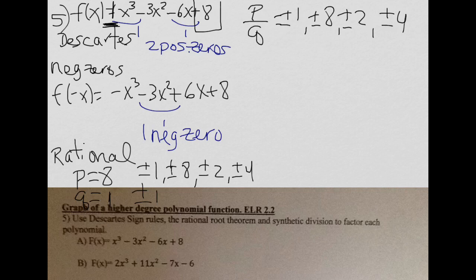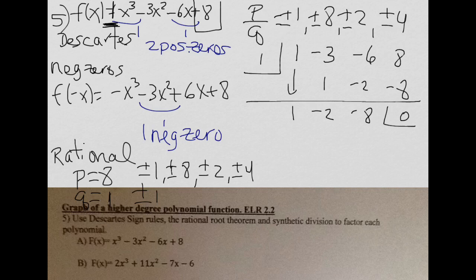Now I need to use synthetic division to figure out which of these work. So synthetic division, I'm writing the coefficients of each. Do I need a placeholder? Nope, because I have them all. So I'm writing 1, negative 3, negative 6, and 8. You always bring down that first number. And now I'm just going to do trial and error and see which one works. Well, lucky me, I chose the right one. I thought I'd said that 1 is a 0.